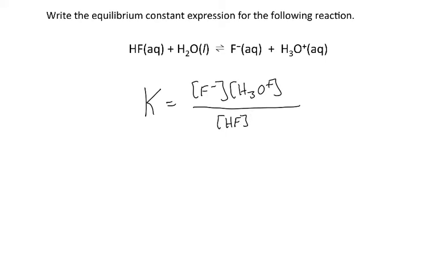So I only include gases and things that are aqueous in my equilibrium constant expressions. If I have solids or liquids, they have a value of 1, and so they don't appear in my equilibrium constant expression. So only things that are aqueous and gases. So I leave the water out. It just has a value of 1. And we'll do another example of this on the next slide.